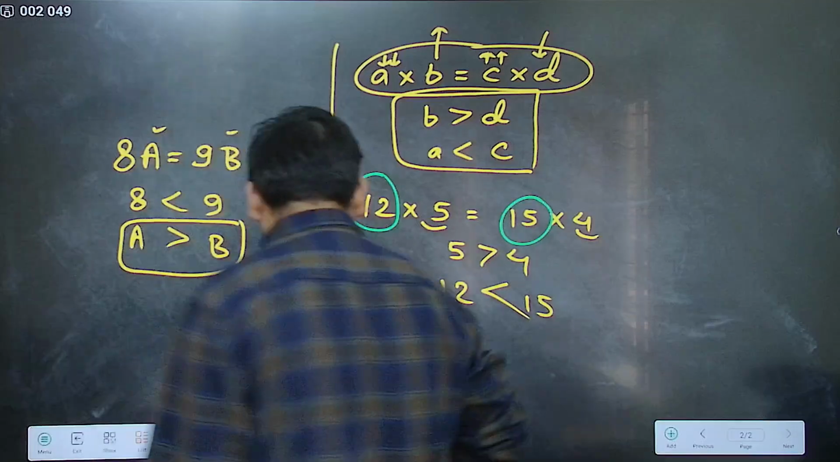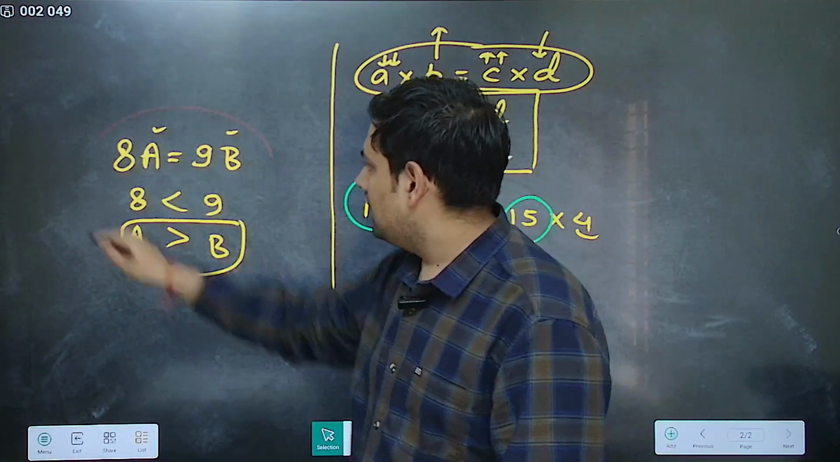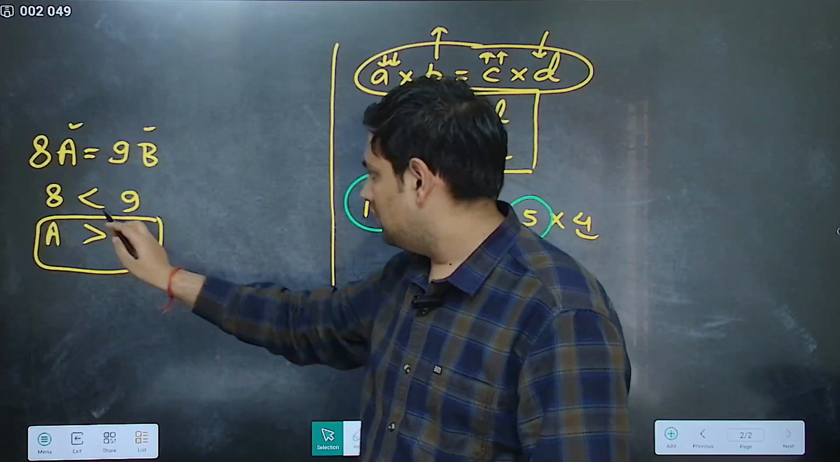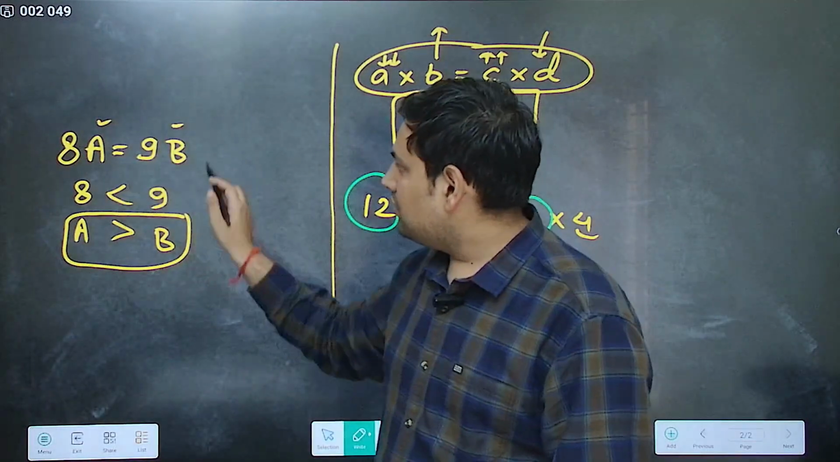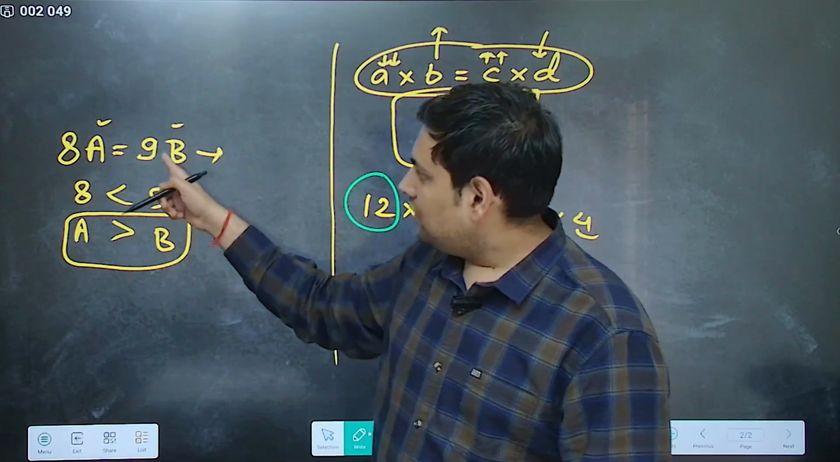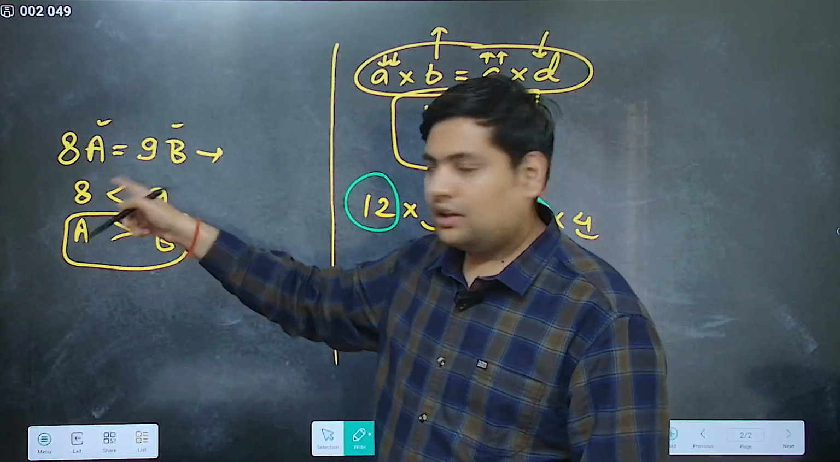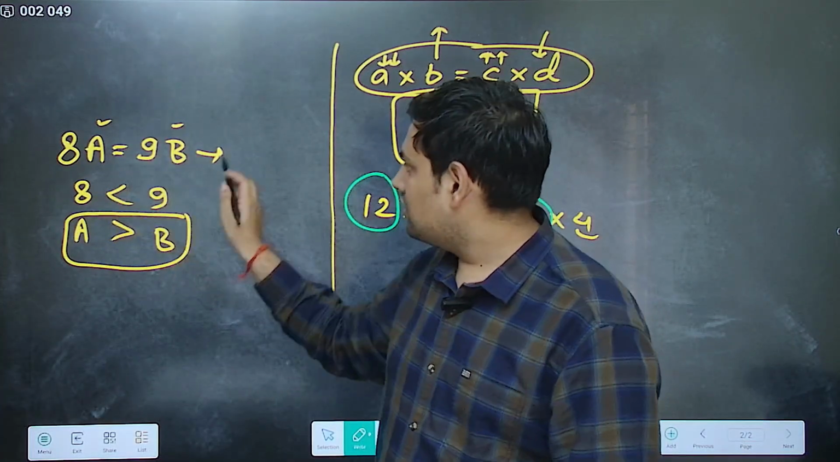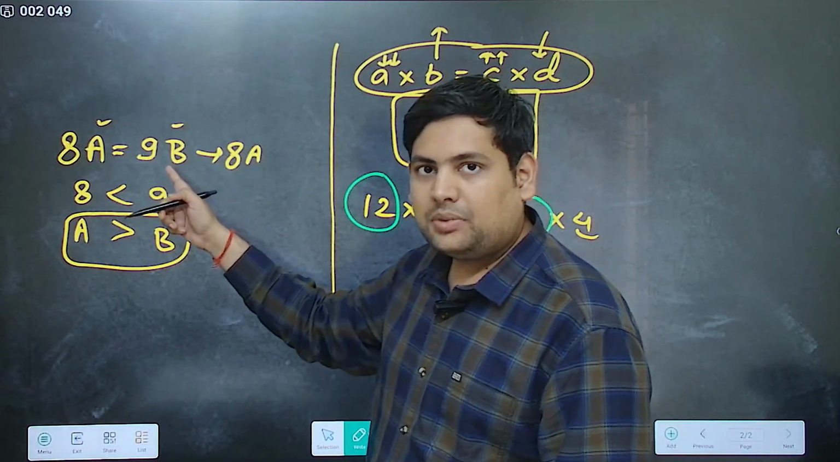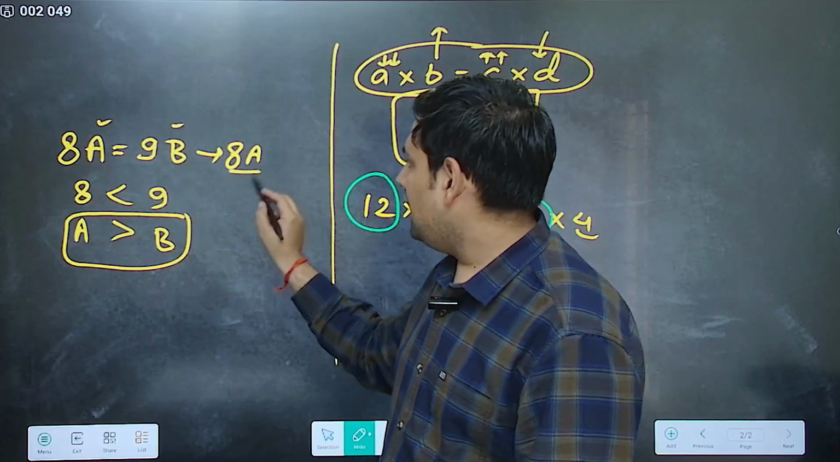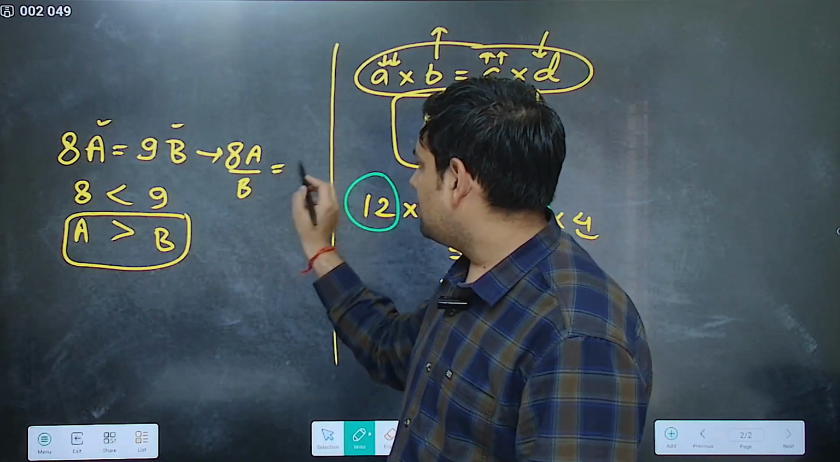What can I also do here is this. See, if 8A is equal to 9B, then can I not send 9 here? Can I not send, let's say, B here? So what will you get? You will get 8A. Here it is being multiplied, there it will get divided. So 8A by B is equal to 9.